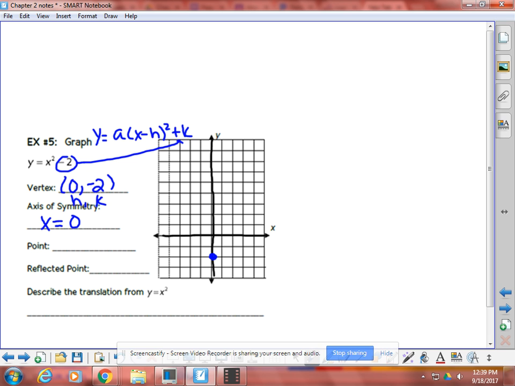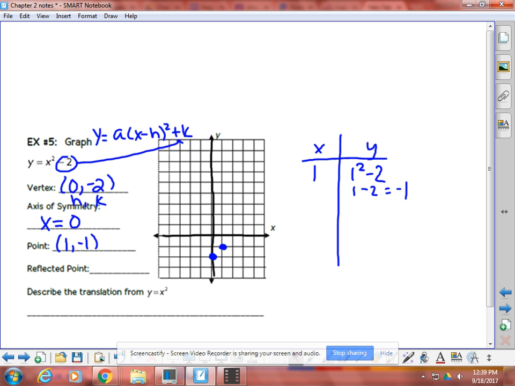When you're finding points, you're going to put in an xy table and put it into the equation. So let's say that I put in 1 for x. Then I'm getting 1 squared minus 2. 1 squared minus 2 is 1 minus 2, which is negative 1. So that's the ordered pair 1, negative 1. So over 1, down 1.